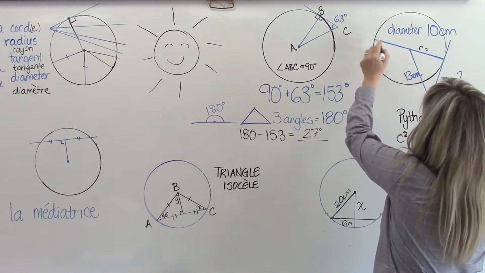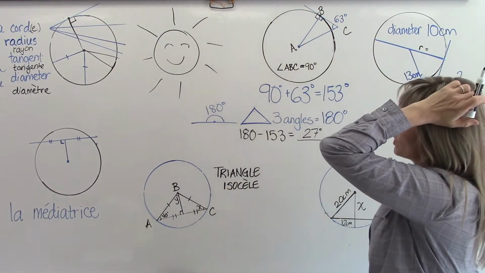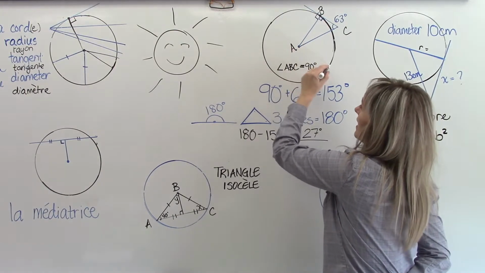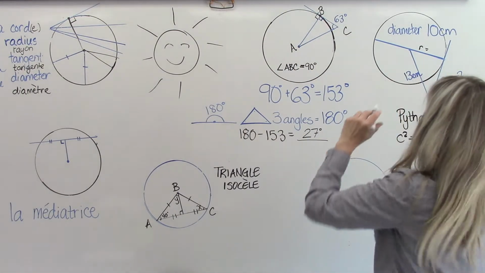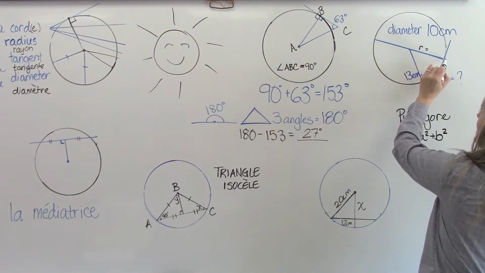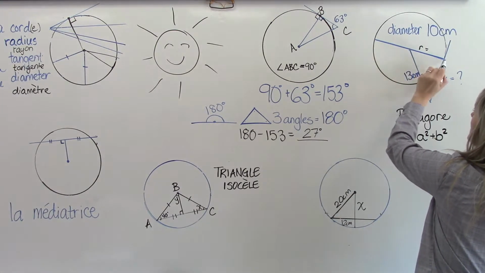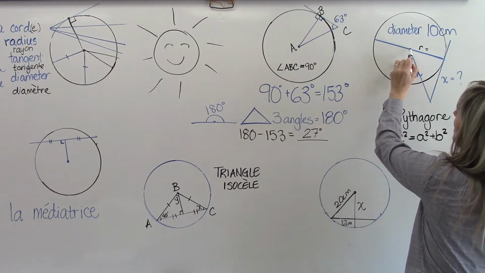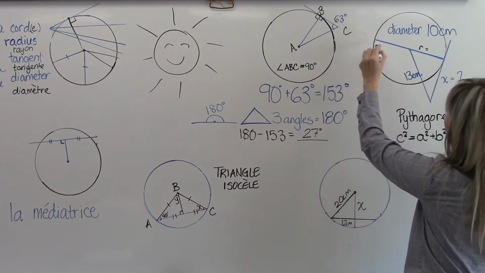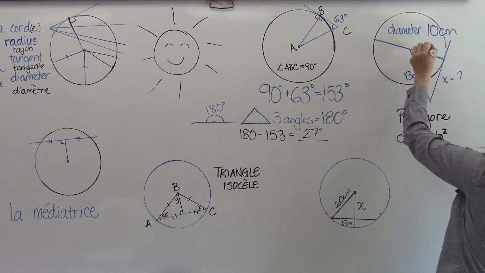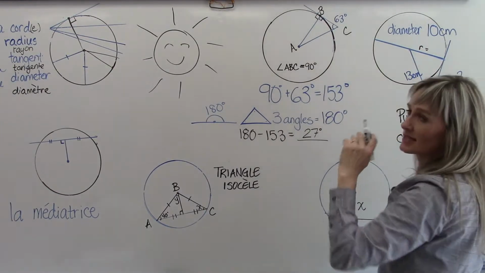So if we know that the diameter is 10 centimeters, what do we know about half of the diameter? Half of the diameter is the radius. And radius, it goes from the center out to the outside. And if you go from the center to the outside and then exactly the opposite direction, do the same thing, you'll have the diameter. So if this diameter is 10 centimeters, the radius will be 5 centimeters because it's half.